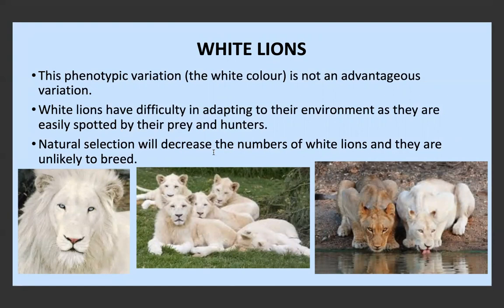Natural selection decreases the number of white lions because it's not an advantageous trait, and these white lions are unlikely to breed, not only because they are very unlikely to reach sexual maturity, but also possibly because lions may prefer to mate with tawny lions. I don't know if that's true, but it could be. So we know that the number of white lions in the wild is becoming more and more rare because it's not an advantageous trait.